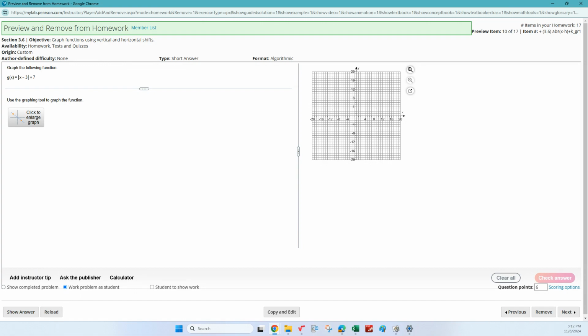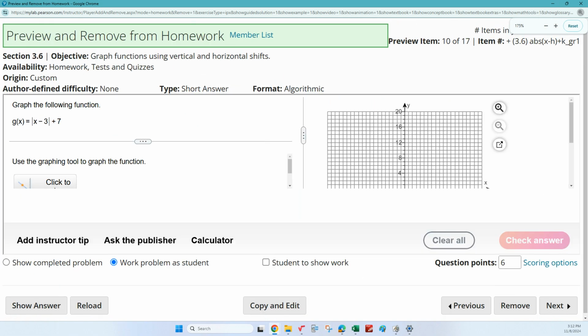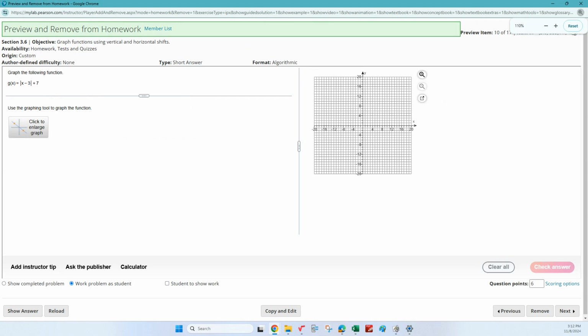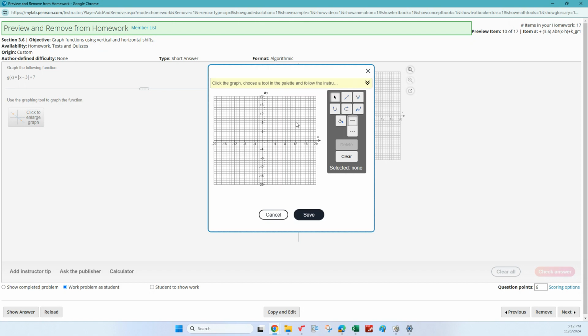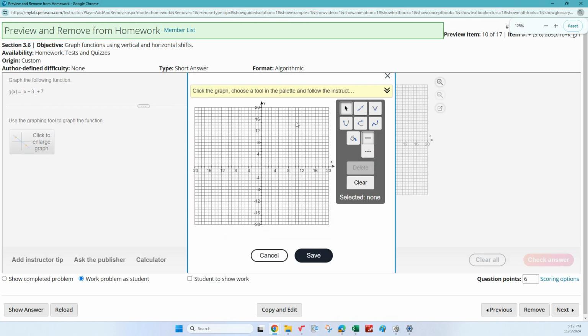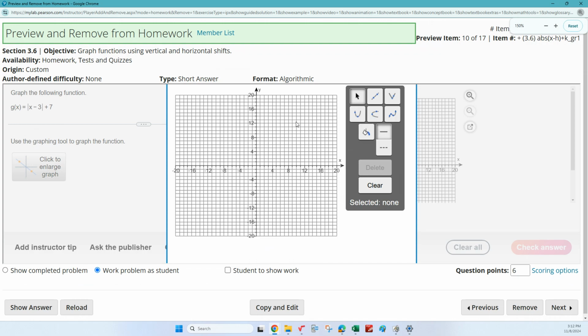Okay, so let's try this one now. So I'm going right 3 and up 7. Okay, so how would we graph that? I'll show you how to graph this. So we're going to click on this thing, right? I think if you want to scoot up, go ahead, but I think that's about the biggest I can get it before it's going to break.